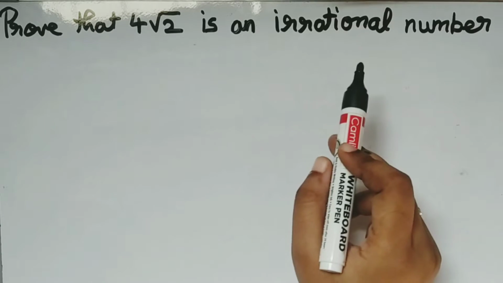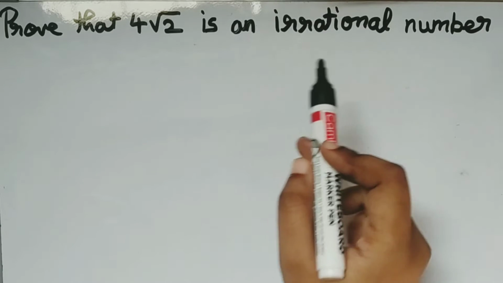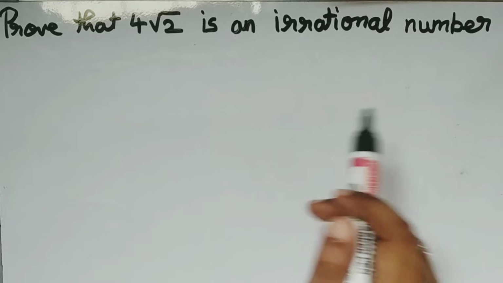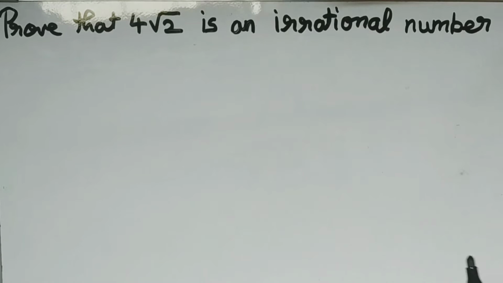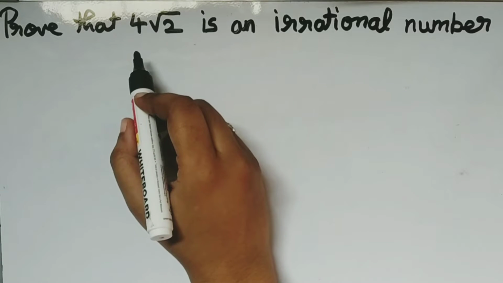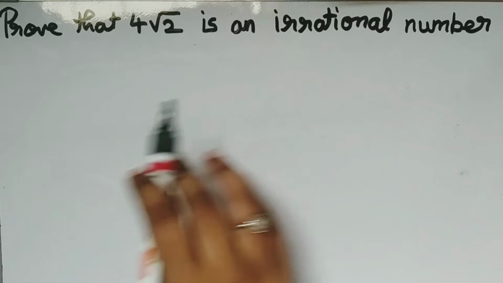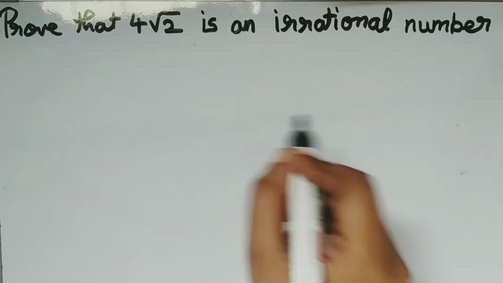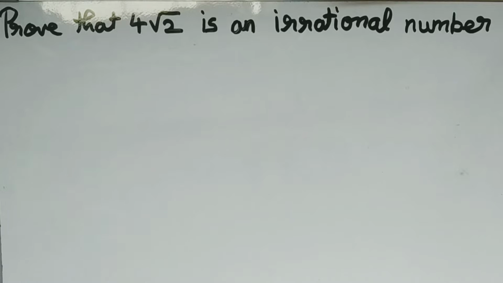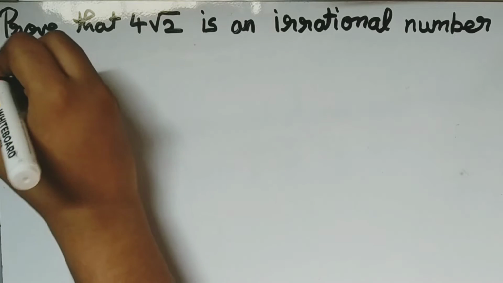In the previous video, we have seen how to prove root 2 is an irrational number by using indirect proof. The link of the video is given in the description and in the I button. You can check it out. So here we will prove 4 root 2 is irrational by using the same method, that is indirect proof. Okay, so let's see the proof.